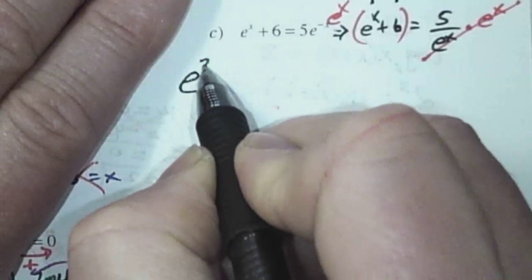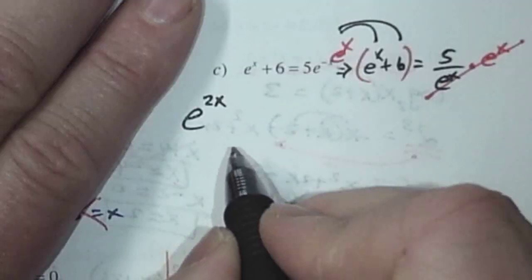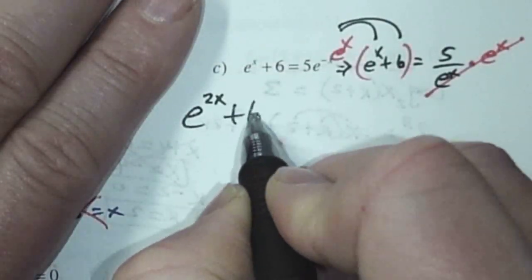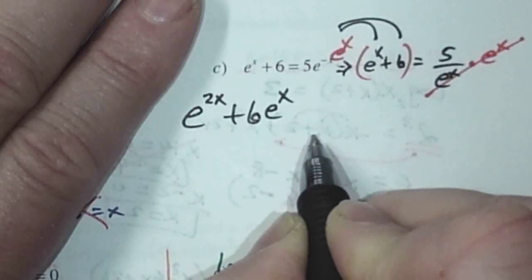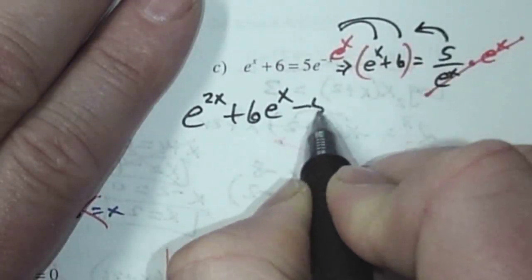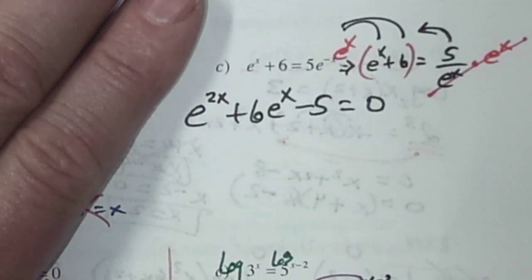So now distributing, I got e to the 2x, because it's e to the x times e to the x, e to the x squared, or e to 2x. Okay, add the exponents. Plus 6e to the x equals 5. I'm going to subtract the 5 over, so I get equals 0.